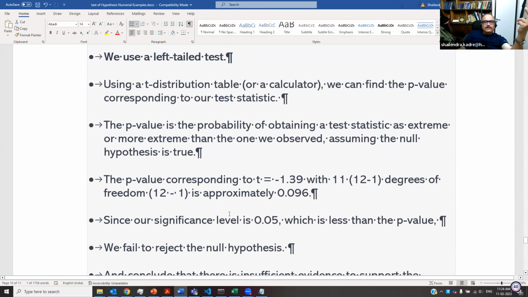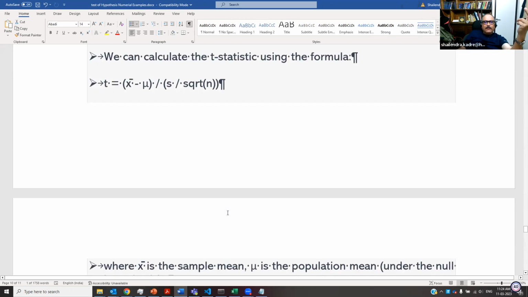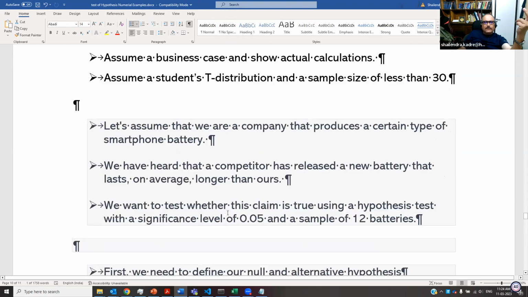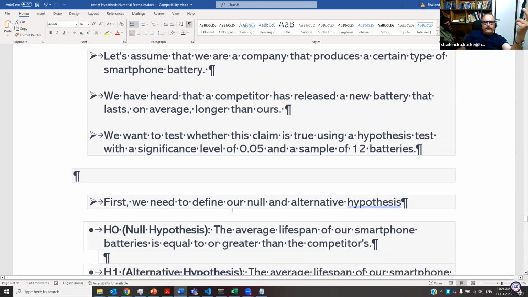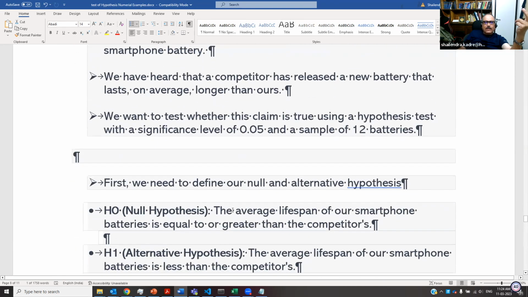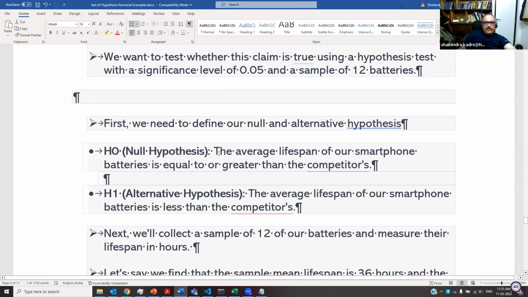Failing to reject the null hypothesis means we don't have enough evidence to reject the null hypothesis. So what was the null hypothesis? The average lifespan of smartphone batteries is equal to or greater than the competitor's. So right now we are not able to prove it wrong.